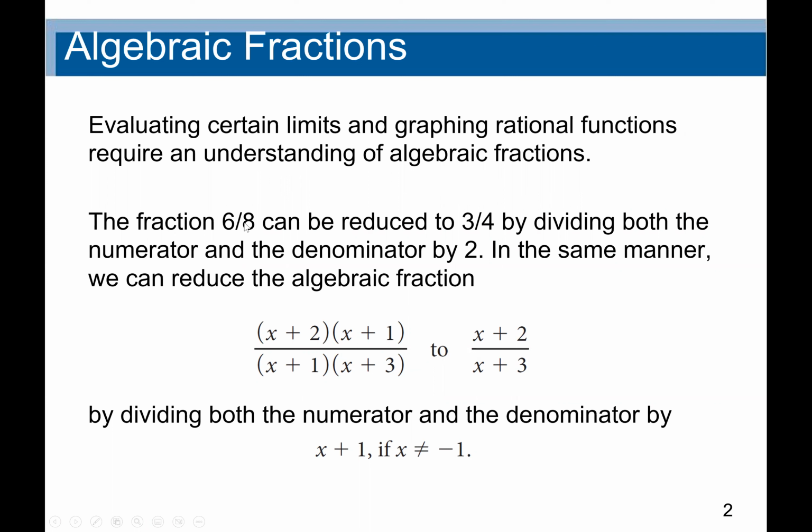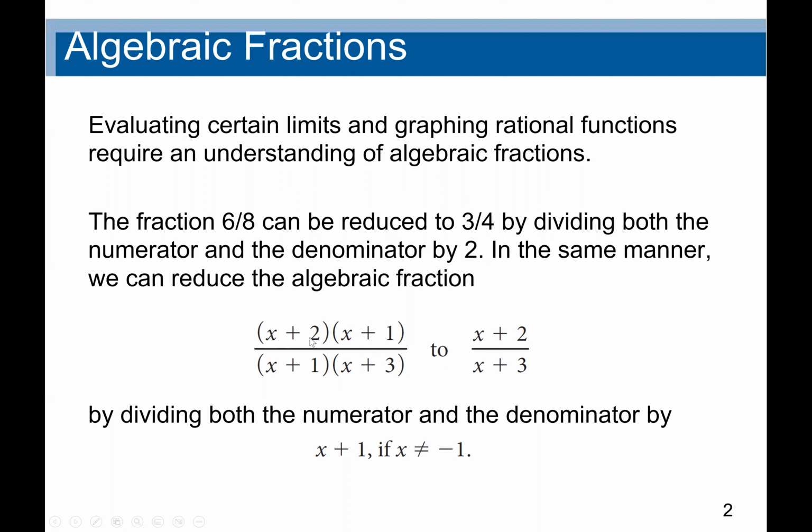For example, if we have 6 divided by 8, we can reduce it to 3 divided by 4 because 6 divided by 2 and also 8 divided by 2 have a remainder of 0. So 2 divides both 6 and 8. The same thing applies to this expression here.